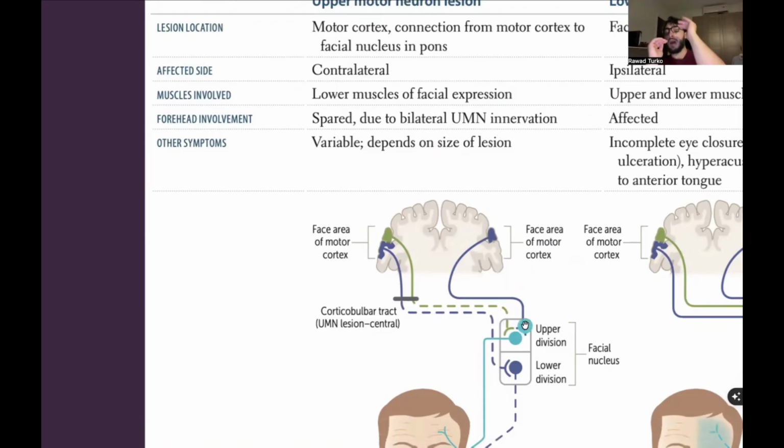So again, upper division of the facial nucleus, lower division of the facial nucleus. The lower division of the facial nucleus is only supplied by the contralateral cerebral cortex, but the upper division is supplied by the bilateral cortices. Both cortices are supplying the upper division, which means if you have an upper motor neuron lesion, let's say on the right side, like a right cortical stroke, then you would see weakness of the left lower face, but not the left upper face because it's bilaterally supplied by both the right and the left cortex.